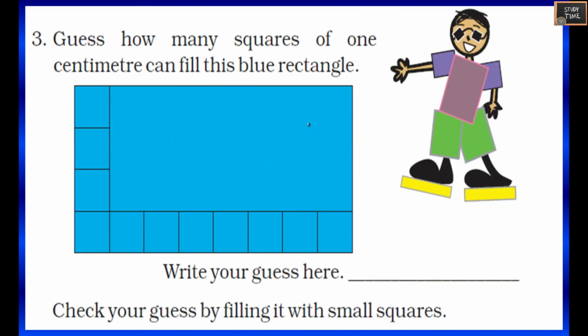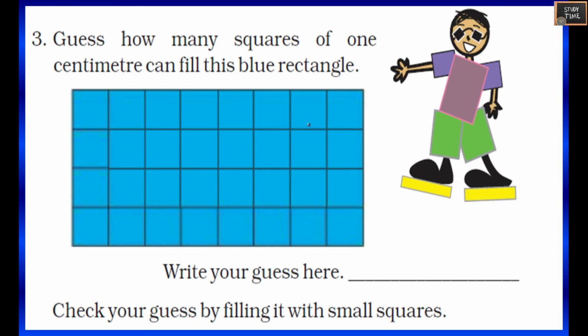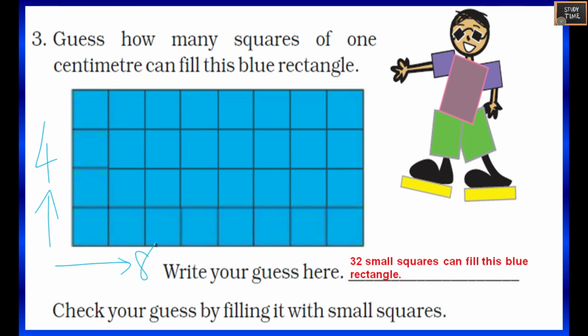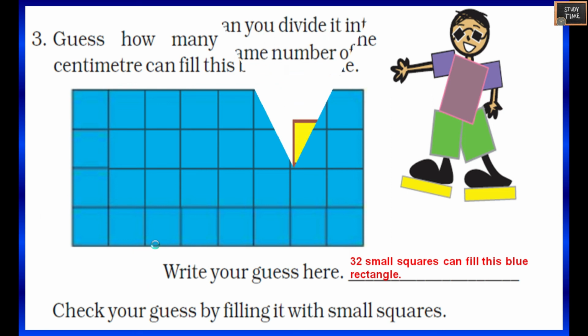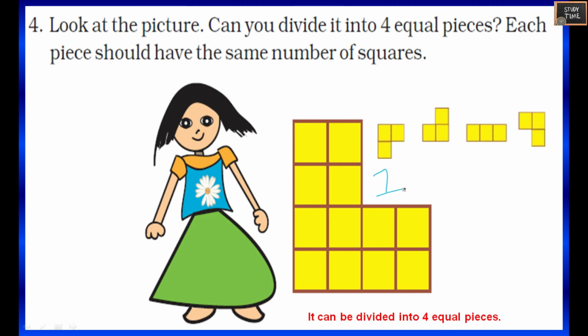Guess how many squares of 1 centimeter can fill this blue rectangle. Can you guess? This is how it can be filled. Here it is 4, here it is 8. 8 fours are 32. Look at the picture. Can you divide it into 4 equal pieces? If it is divided like this, you can make it 4 equal pieces.